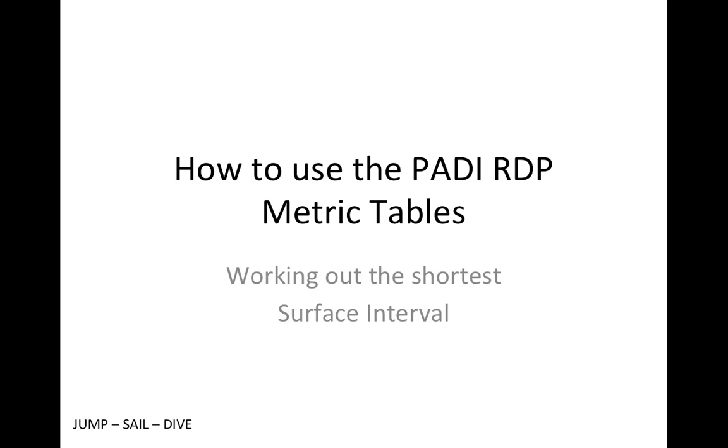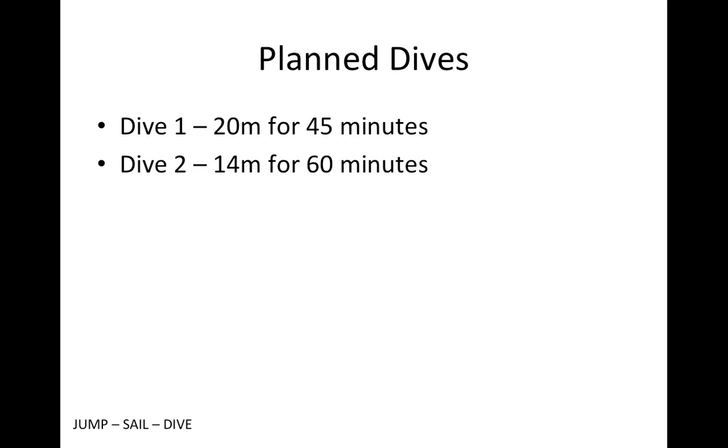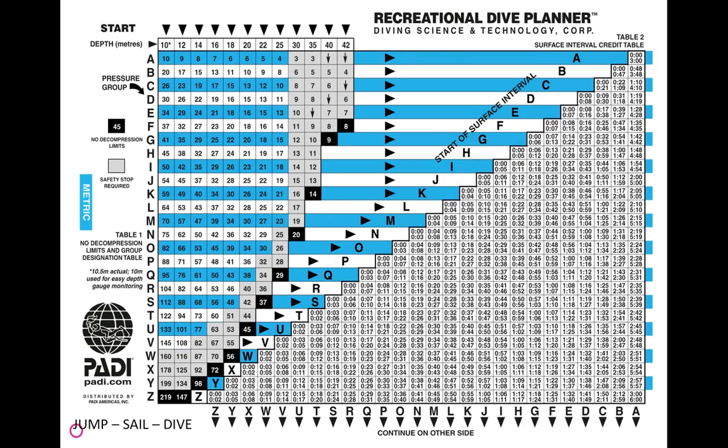Now, let's get started. We're going to do two dives today. The first dive is for 20 meters for 45 minutes and the second 14 meters for 60 minutes. Now we need to use all the tables in the Recreational Dive Planner to make this work. So let's have a look at our dive plan.